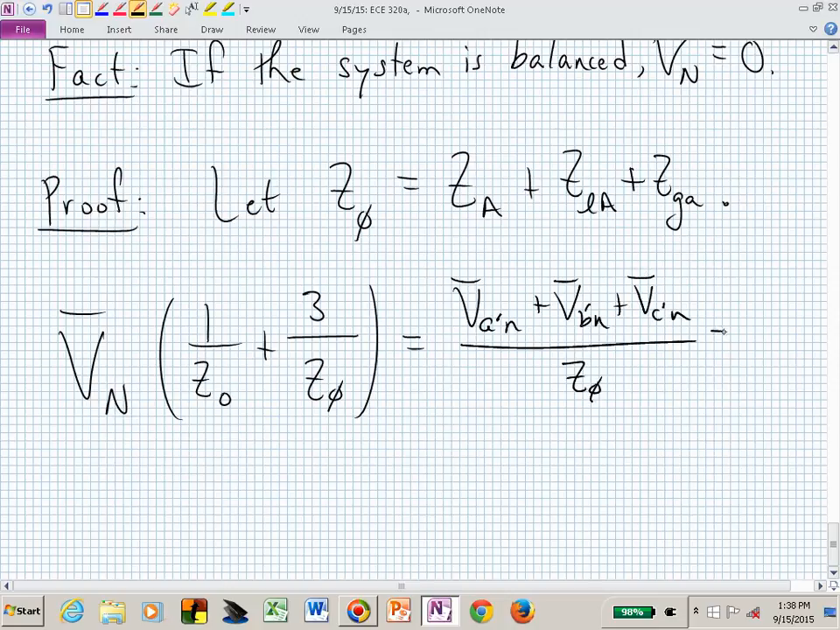And now do you remember our quiz answer from before? What's the sum of a set of balanced three-phase voltages? Remember how we connected those tail to tail and formed a nice equilateral triangle? Do you see the triangle?